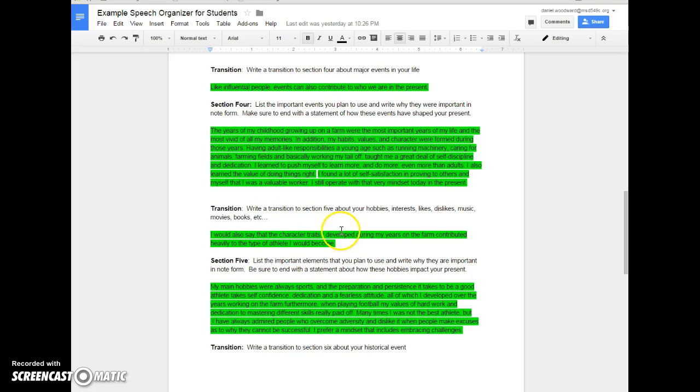Then I transition into just talking about my hobbies, and I've chosen to use some of my values and traits and character to apply to the hobby of playing football. So I'm kind of intertwining my characteristics into something that I grew to love, which was playing football. So my transition reads, I would also say that the character traits I developed during my early years on the farm contributed heavily to the type of athlete I would become.